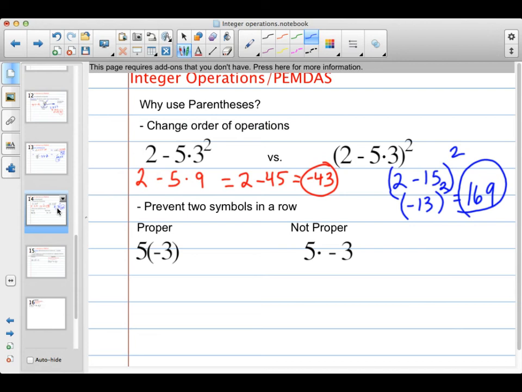The other reason we use parentheses is to prevent two symbols in a row. This example here, 5 times negative 3, is proper. This is how you should write it. This one here would be improper. You've got two symbols: the multiplication symbol, a little dot, and then the negative symbol right next to it. Not really a proper way of writing things. Another situation where you may need to use parentheses.